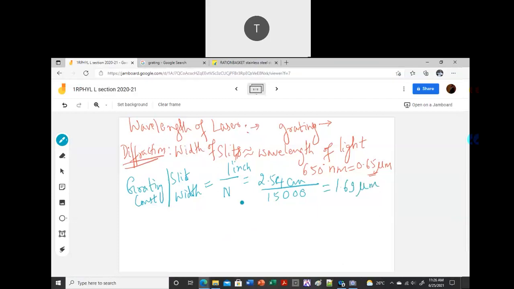So now you can see the width of your slits and the wavelength of light are almost in the same order. Same order means they are both in micrometers. Now you can expect the diffraction. If this is not satisfied, then you cannot have the diffraction. You need to satisfy this law. So that is why we are going to use what we call a grating.